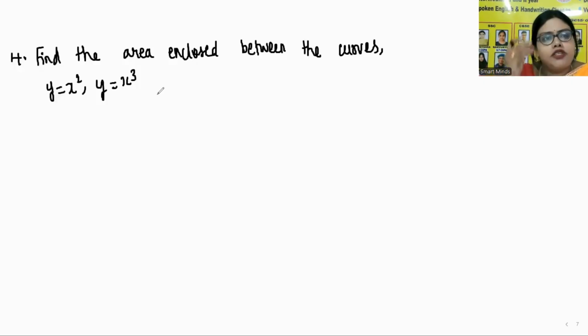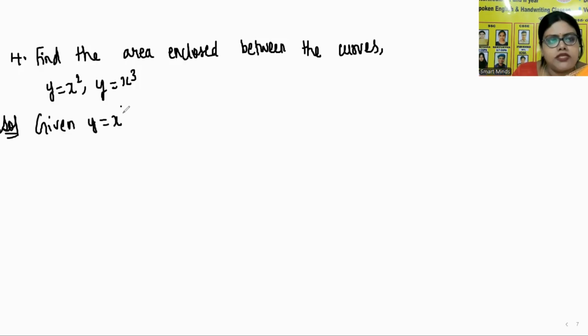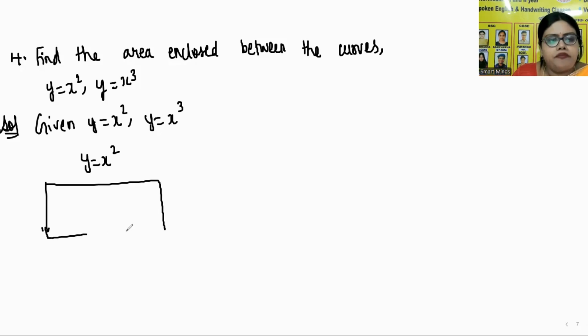Now take the next question. Find the area enclosed between the curves y equals to x square, y equals to x cube. So what is given to us? Y equals to x square and y equals to x cube. So for y equals to x square, let us make a table. We'll take three values of x. Based on that, we will get values of y. So x, y.